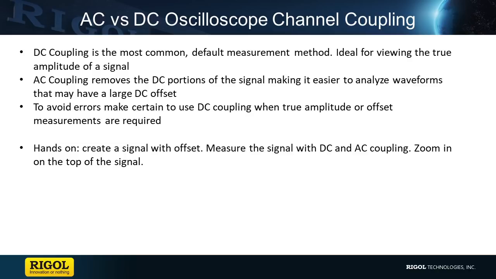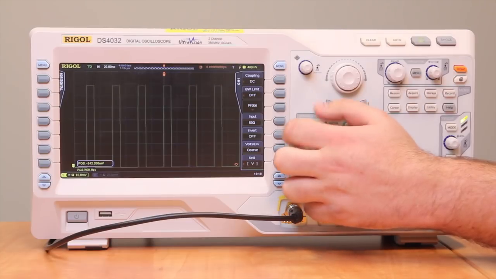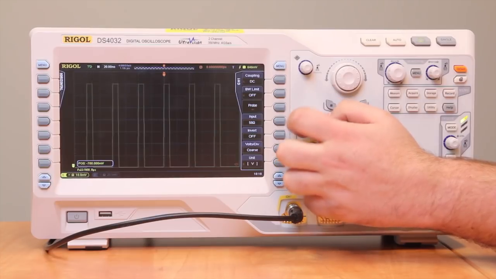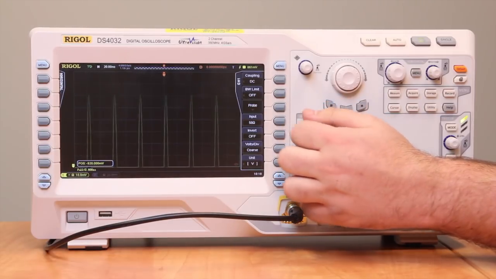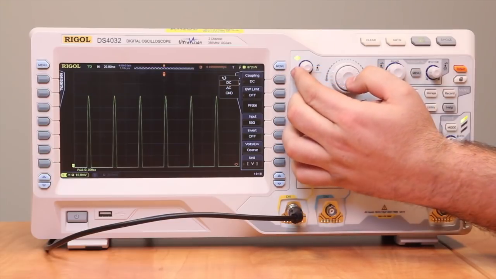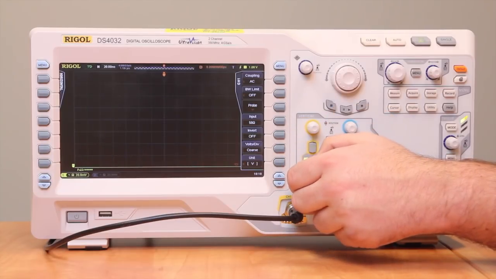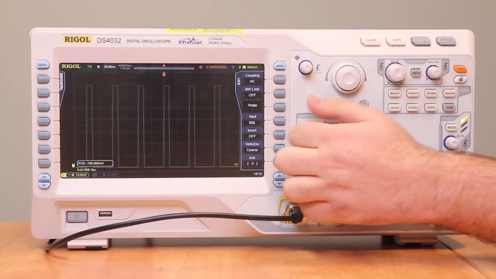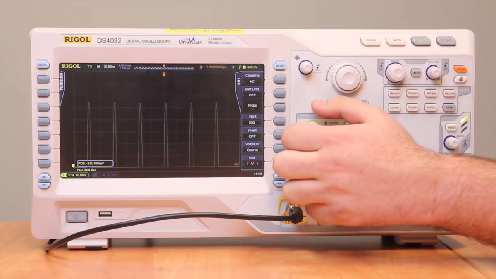Take a look at it with DC coupling on, and see how far you can zoom in on the top of that signal. You'll see that it's a little frustrating to get there, so you've got to keep going. See how close you can get, how much you can zoom in to get to the top of that signal, and then switch it to AC coupling and see what that looks like. You should find that it's much easier to zoom in on the top of that signal and get a much better view because you've removed the DC offset.